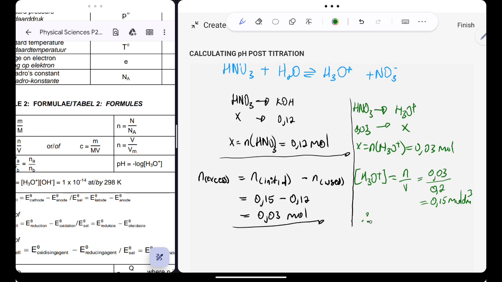So I can therefore calculate the pH. pH is simply negative log of the hydronium ion, negative log of 0.15. I'll simply get 0.82 as my pH. So this is how, guys, you should have gone about tackling this question. I really hope, guys, the videos are fruitful. Please stay tuned, guys, and wait for more.